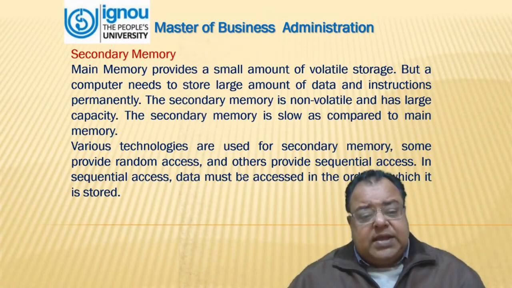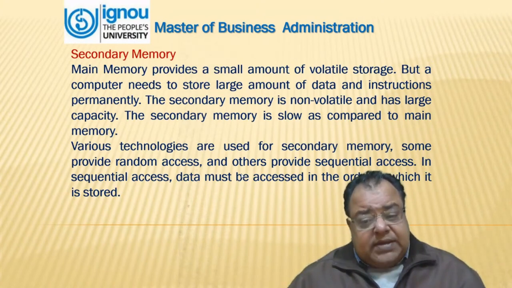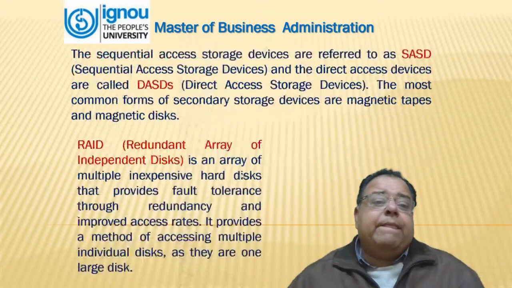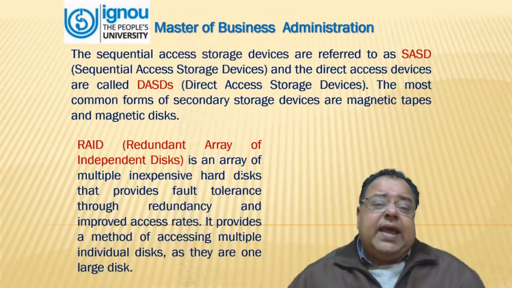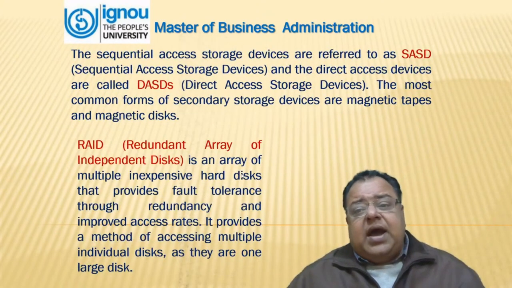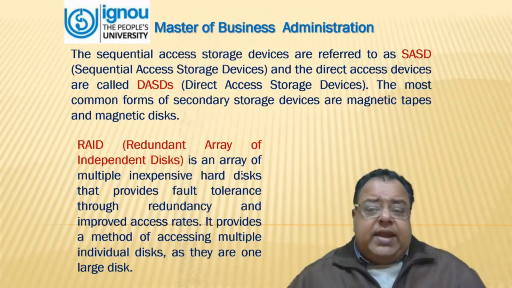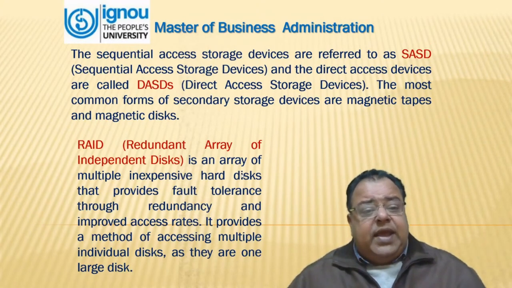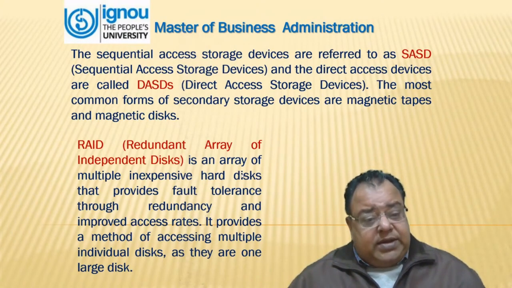In sequential access, the data must be accessed in the order in which it is stored. The sequential access storage devices are referred to as SASD, that is sequential access storage devices, and the direct access devices are DASD. The most common forms of secondary storage devices are magnetic tapes and magnetic disks.